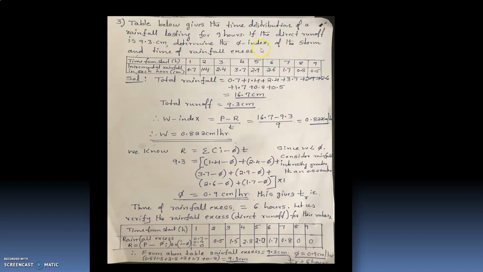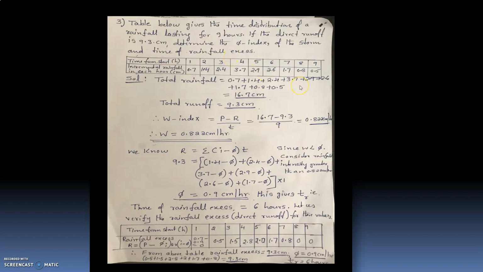A table below gives the time distribution of a rainfall lasting for 9 hours. If the direct runoff is 9.3 centimeter, determine the phi index of the storm and time of rainfall excess. Okay, so here the table is given for time, that is in hours, and increment of rainfall in each hour it is given. The total duration of the rainfall is 9 hours. So it is asked to calculate the phi index, then time of rainfall excess.